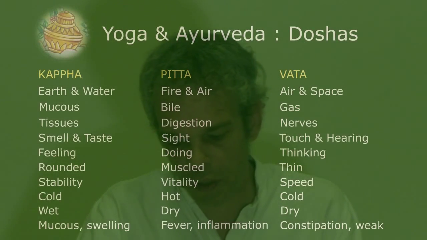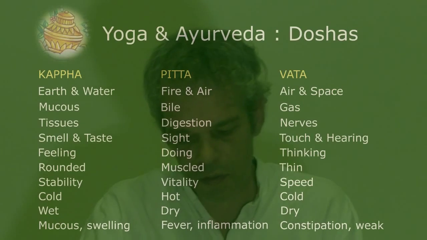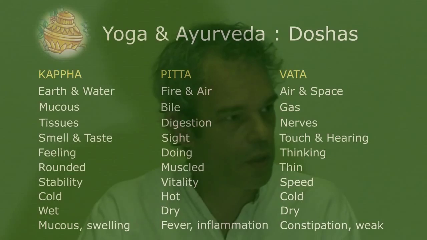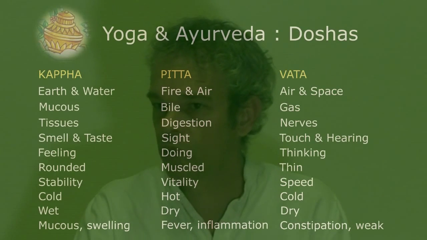You can also relate these three to the 5 sense organs, meaning smell and taste are related to Kapha, sight to Pitta, and touch and hearing to Vata. This is actually a direct relation with the elements.